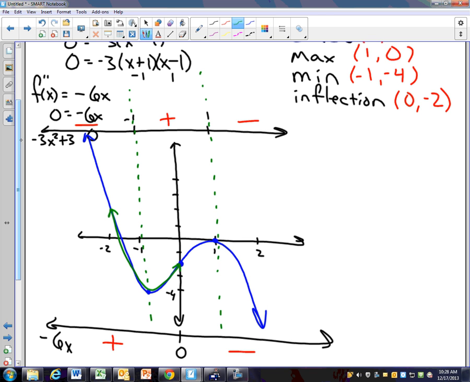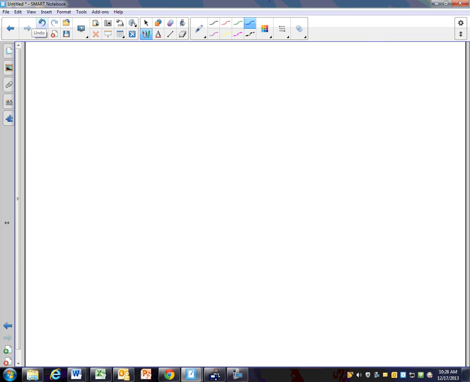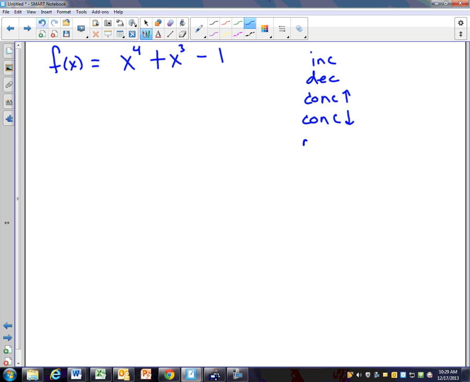Okay, let's try one that Larry talked about, where, what if you don't have, does it always switch? Well, here's an example for you. f of x is equal to x to the 4th plus x to the 3rd minus 1. Set it up the same way: increasing, decreasing, concave up, concave down, max, min, inflection.